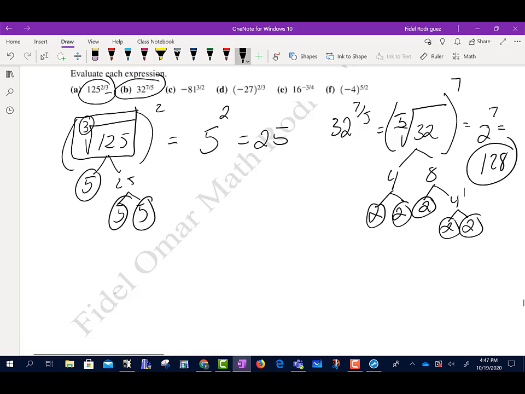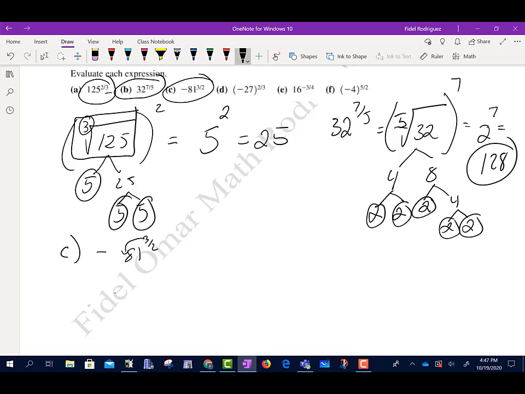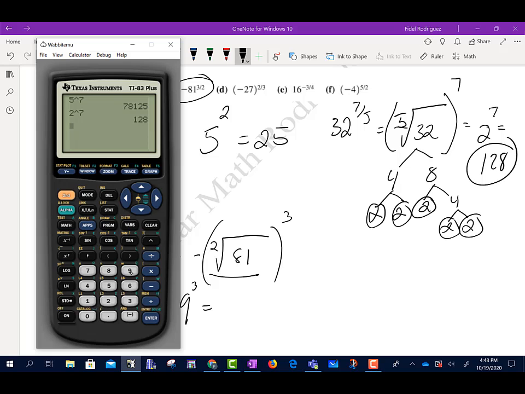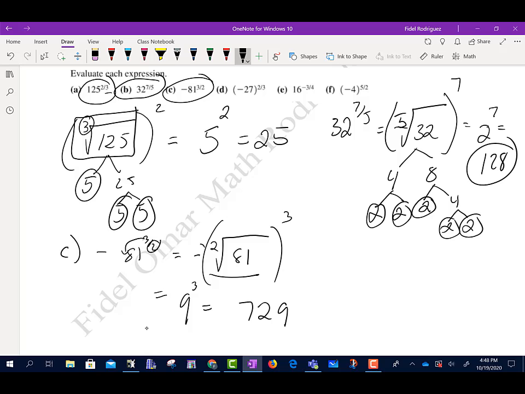Okay, so let's take a look at part C. Part C here is negative 81 to the power 3 halves, okay? The exponent is only applying to the 81, not to the negative, okay? So this means I'm looking for the negative, my denominator, square root of 81. Once we find that number, we're going to raise it to the 3rd power, okay? So I know the square root of 81 is 9 to the 3rd power, so let me take my calculator, 9 to the power of 3, 729. And then we said, oh, look, we had this negative here, so let's not forget the negative there.